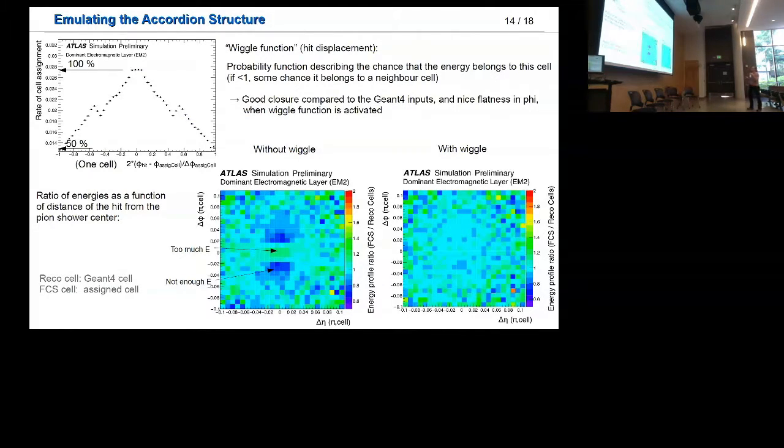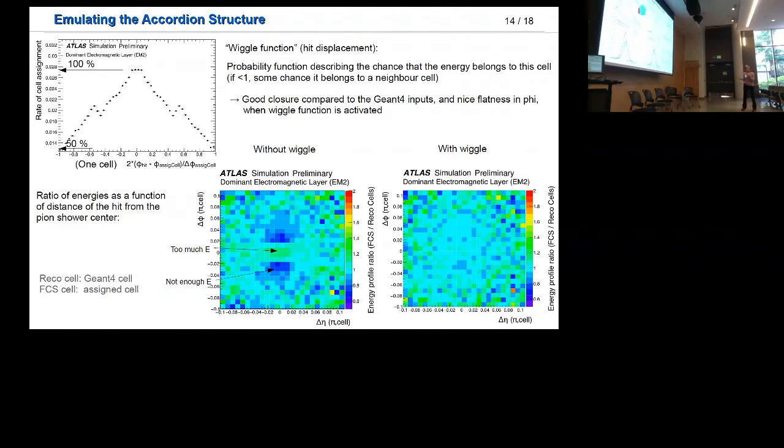So one can apply this wiggle function to the hits, and then do a closure test by looking at the energy here for pions as a function of the distance from the shower center. Without these non-uniformities, but with this wiggle function, we get a nice uniform distribution.